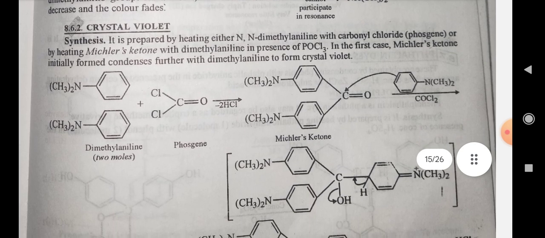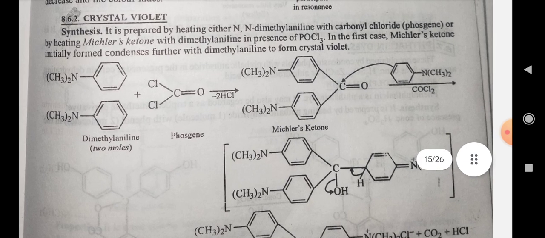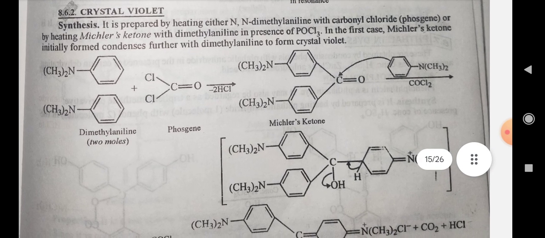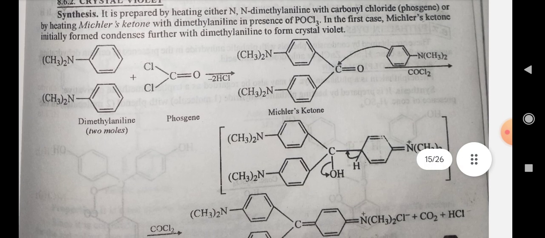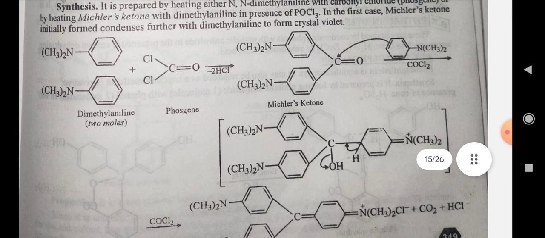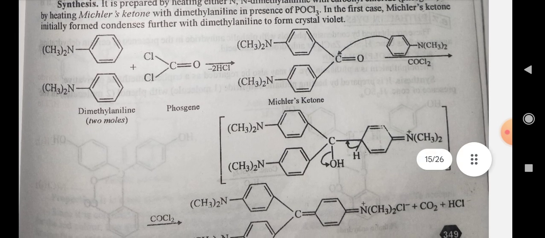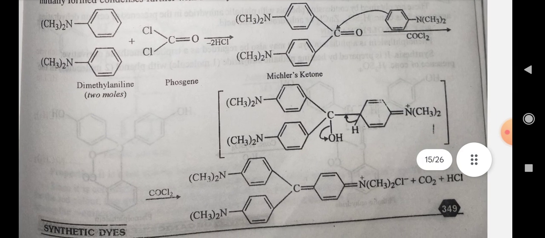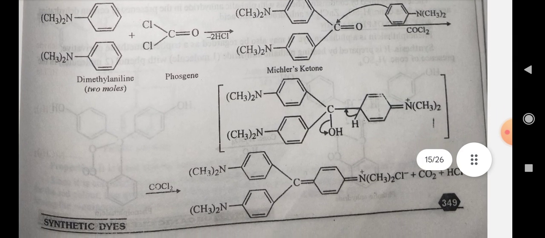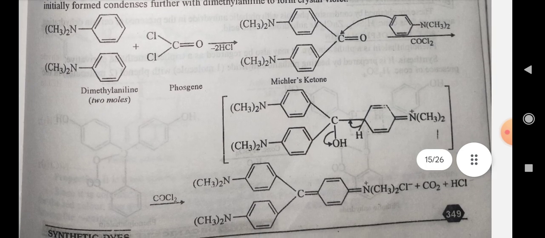Crystal violet. Synthesis: it is prepared by heating either N,N-dimethylaniline with carbonyl chloride, or by heating Michler's ketone with dimethylaniline in the presence of POCl3. In the first case, Michler's ketone initially formed condenses further with the dimethylaniline to form crystal violet. When dimethylaniline reacts with phosgene, then Michler's ketone is formed as a product.